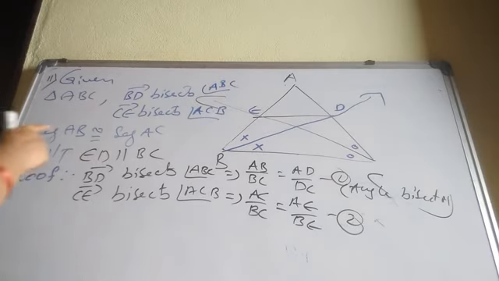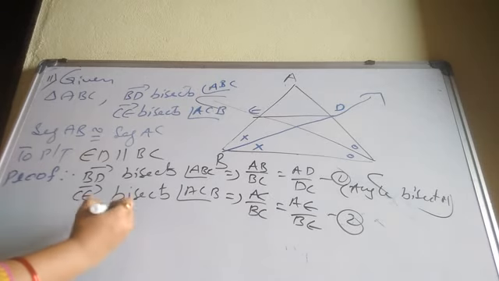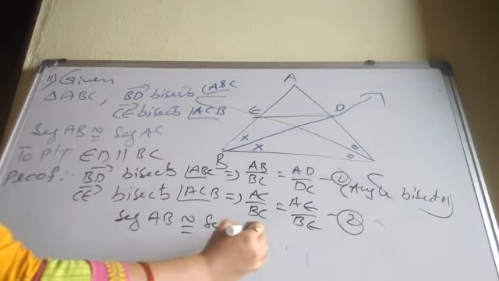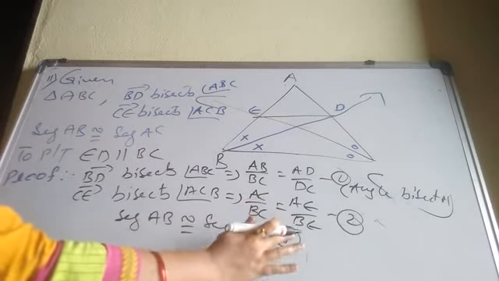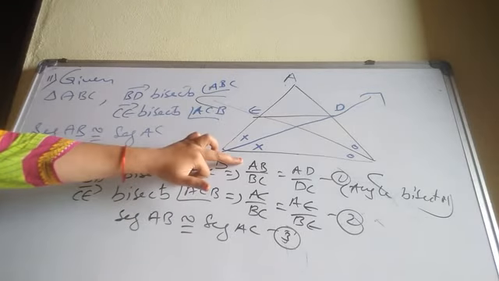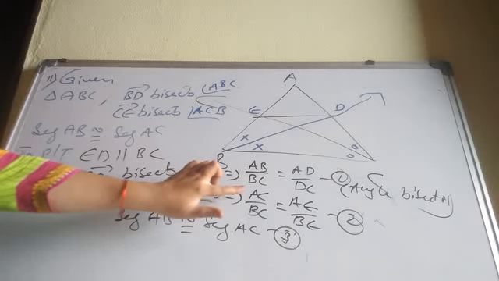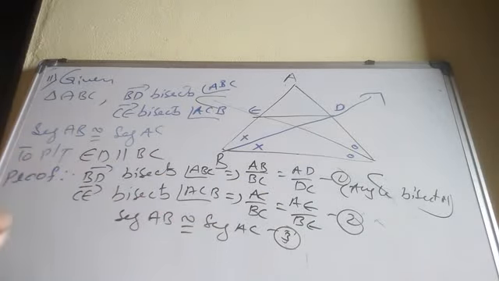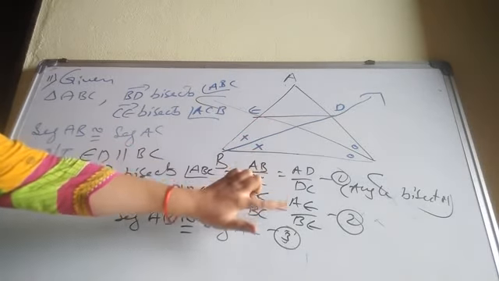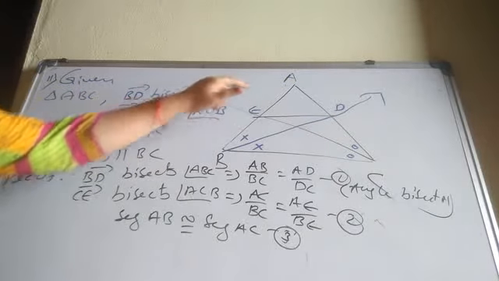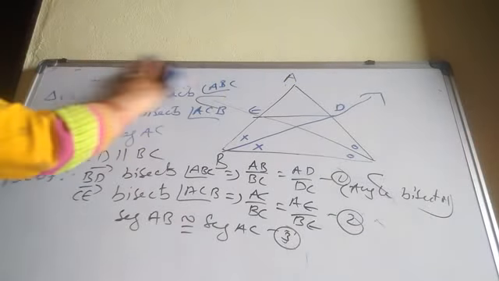And still one condition: segment AB is congruent to segment AC. This is number 3. From 1, 2, 3, on the left side, in place of AB, I can write AC, or in place of AC, I can write AB. So from 1, 2, 3, I can write AD upon DC equals AE upon EB. See here.